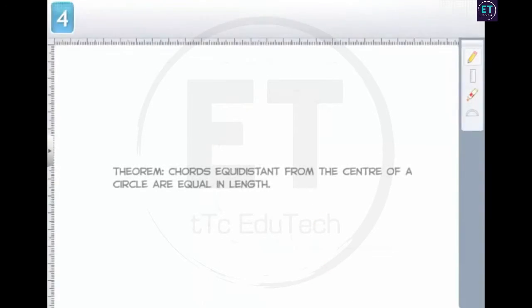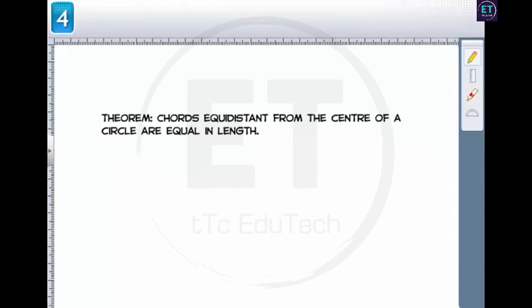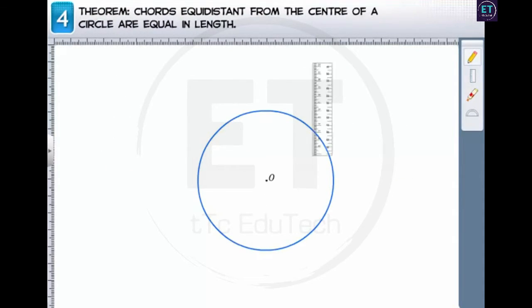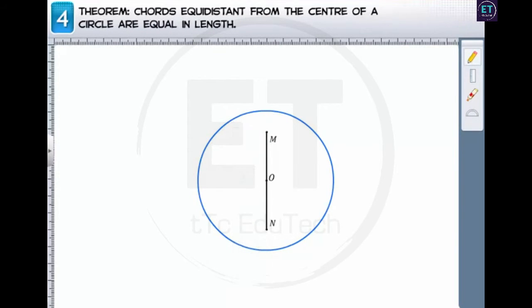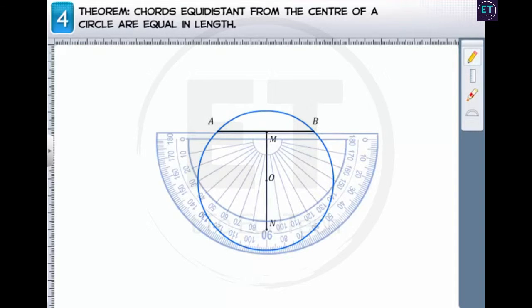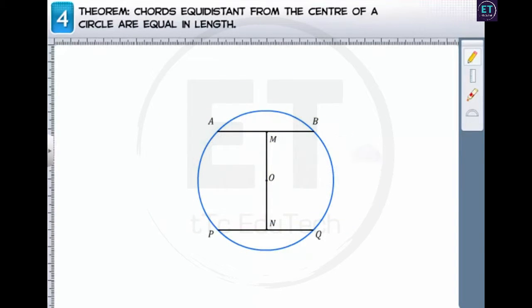Let's discuss a theorem. The theorem states that chords at the same distance from the center of a circle are equal in length. You can start by marking 2 points M and N at an equal distance from the center O. Now draw a chord AB passing through M and perpendicular to OM. Next, draw a chord PQ passing through N and perpendicular to ON.